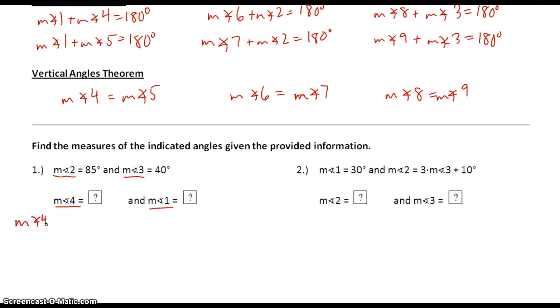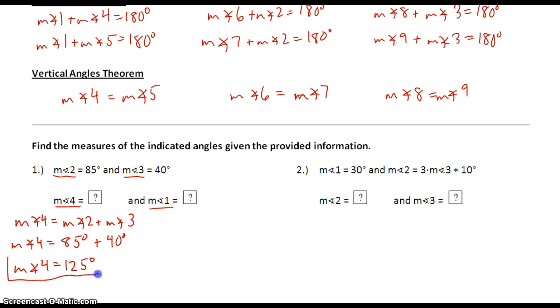The measure of angle 4 is going to equal the measure of angle 2 plus the measure of angle 3. My exterior angle is equal to the sum of the two non-adjacent interior angles. Well, I can plug in what I know. I know angle 2 is 85 degrees and angle 3 is 40 degrees. I'm given that information. Now I can do my math, and I get 85 plus 40, 125.